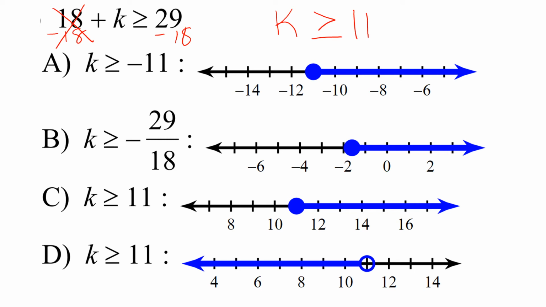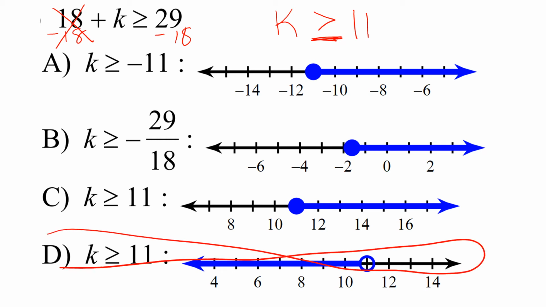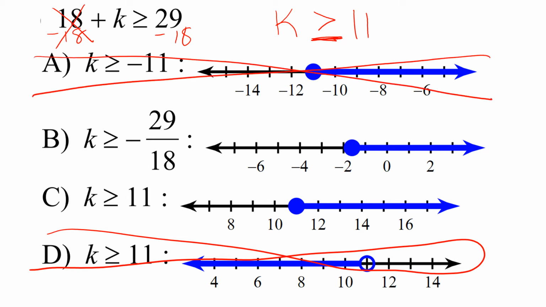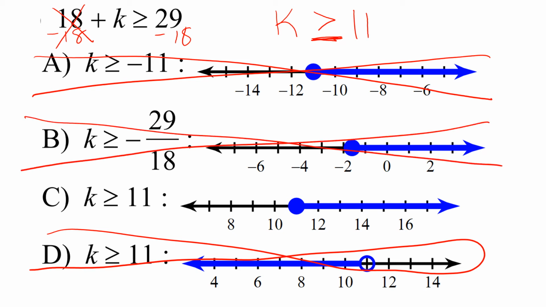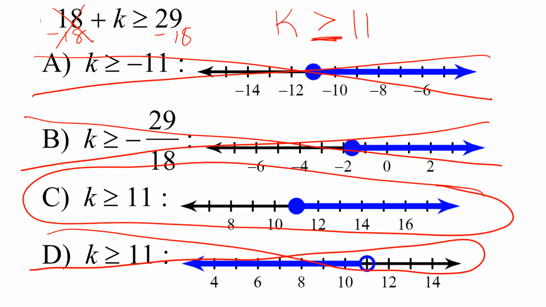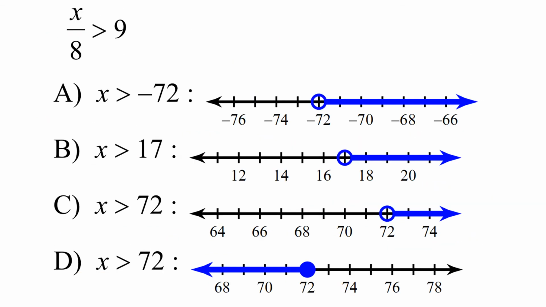So now let's find our solution. This does have the or equal to, so it's got to be a closed-in circle. So let's eliminate D. Okay, closed-in circle must be on 11. So let's eliminate A, it's not on negative 11. And let's eliminate B, that's not 11. So now we have it down to knowing it has to be C. And let's just look at the direction of the arrow. This is the greater than symbol. So yes, it is showing the numbers greater than 11 also. So C would be our correct graph.